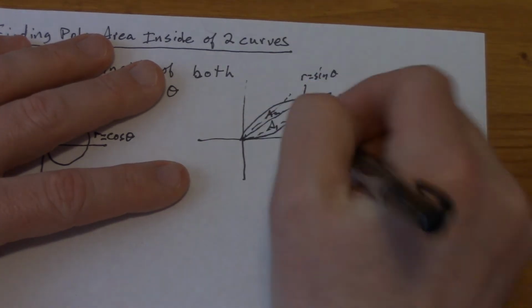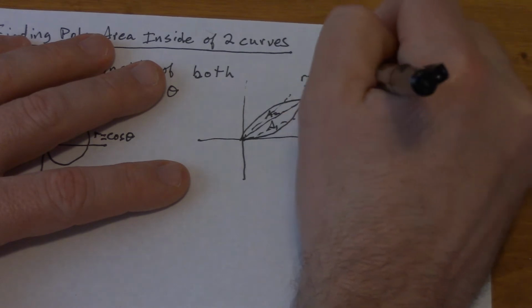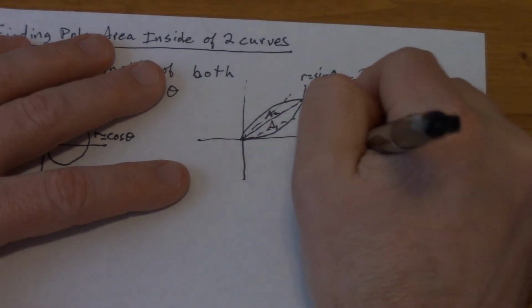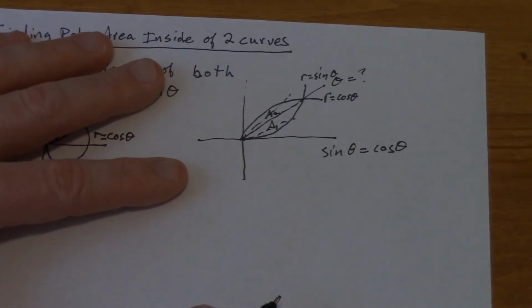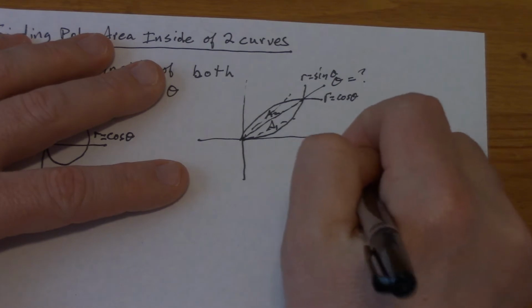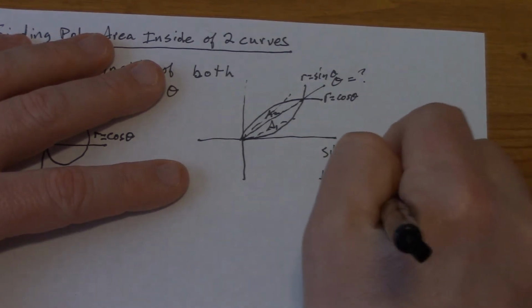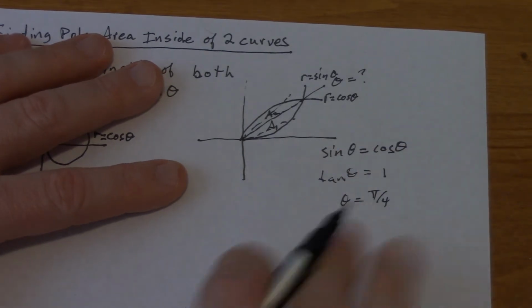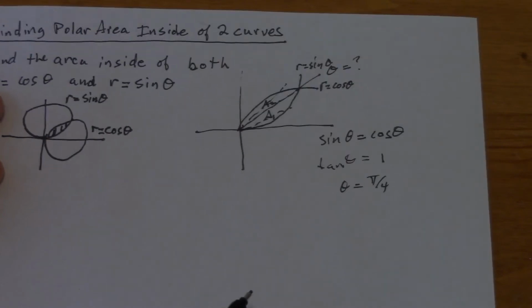To figure out the intersection point, we just set our functions equal. You can remember what that answer is, or you can divide by cosine and make a tangent. So theta would be pi over 4. And once again, it has more answers, but that's the first quadrant answer that we're looking for. So that's where these two regions meet.